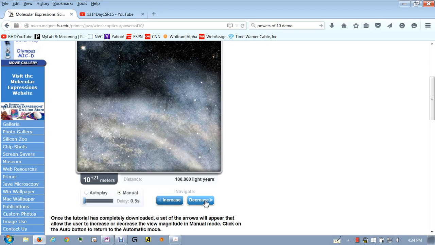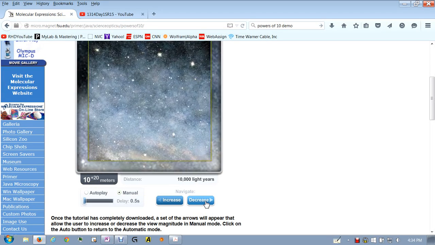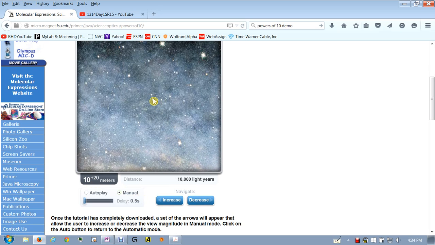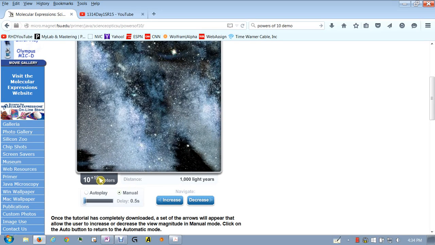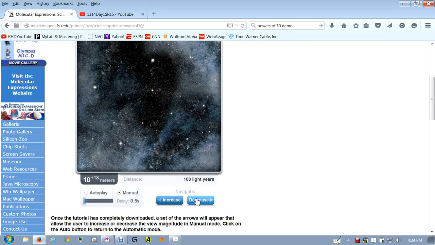10 to the 21 meters, now we're kind of looking within one of the bands of one of the spirals of the Milky Way galaxy. So 10 to the 21 is the distance across. Now we zoom in again. We're still within the bands. You can see all these different suns out there. 10 to the 19, still getting within the band. Can't quite make a whole lot out. 10 to the 18, you can now just start to see our sun.